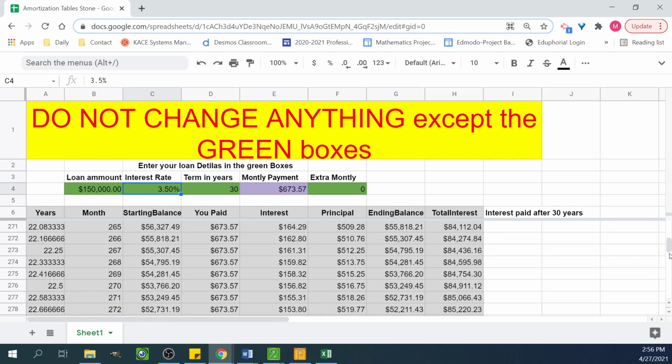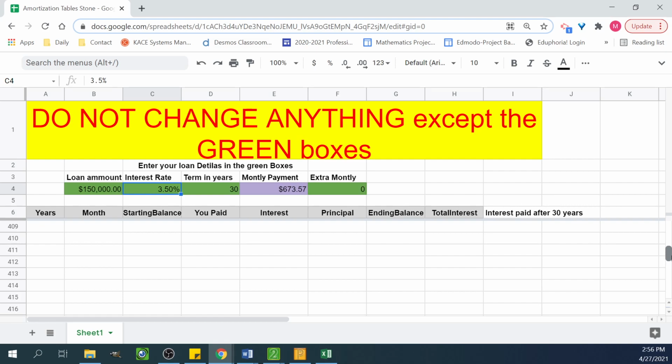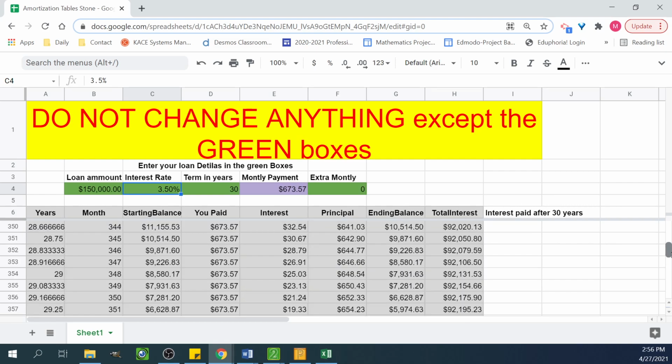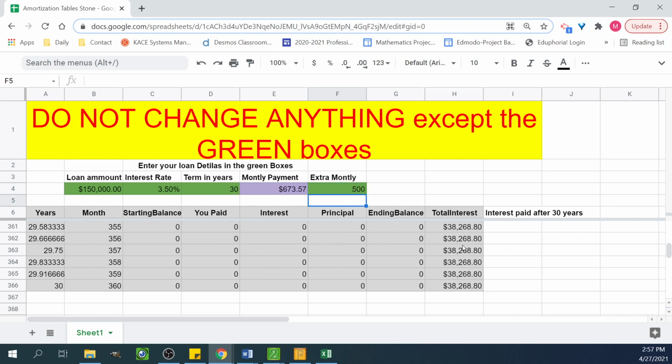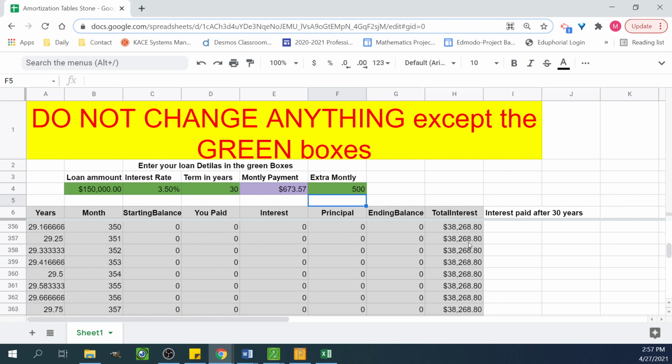So when you're doing all of that, you want to be able to look at this, and if you jump to the end, I'm going to 360. So 360 months is how many months are in 30 years. And you can see over the life of the loan, you're going to pay $92,000 in interest. That's a lot, right? So my goal right now is to pay an extra $500 a month. That takes me from $92,000 to $38,000. That's like $50,000 savings. Wouldn't you do that if you could? So that's the idea here.